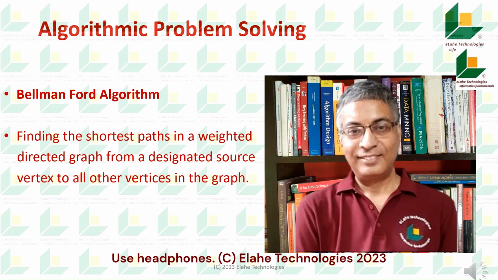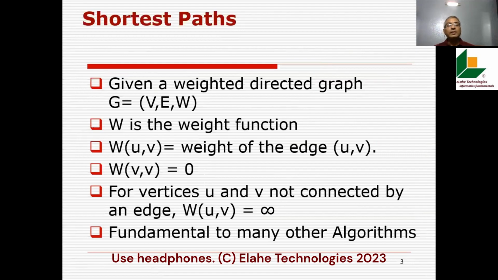In this session, we would like to consider the problem of finding the shortest paths in a weighted directed graph, from a designated source vertex S to all other vertices in the graph. Specifically, we will be discussing the Bellman-Ford algorithm. Given a graph G with vertex set V, edge set E, and weight function W, we wish to find the shortest path in this graph.